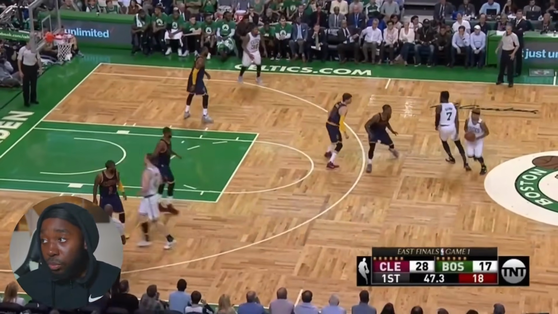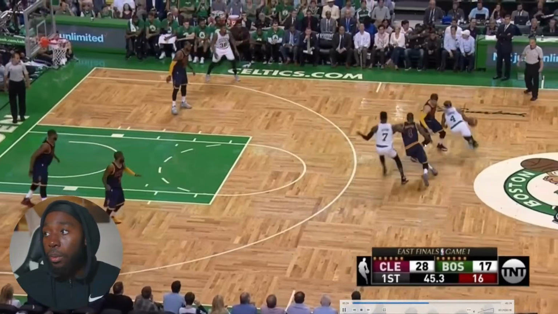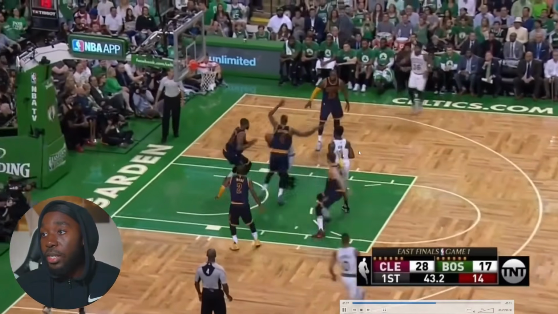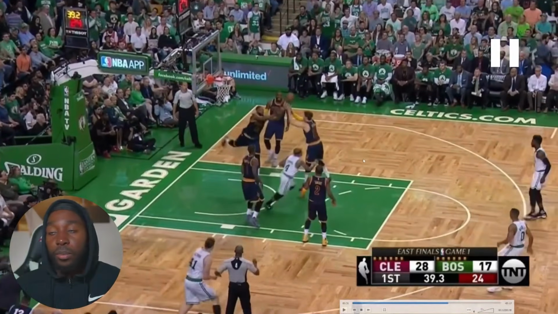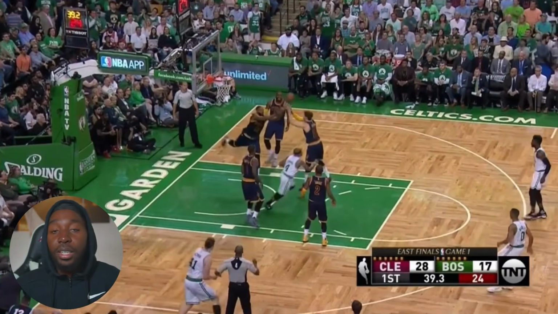Next play here. Isaiah Thomas again, right? Comes off the screen, gets in the paint, boom. Kick to Kelly Olynyk. I think he missed this, right? There are bricks this series. I can't even lie to y'all. There are bricks. The Cavs guarded them fantastically, which is why they lost in 4.